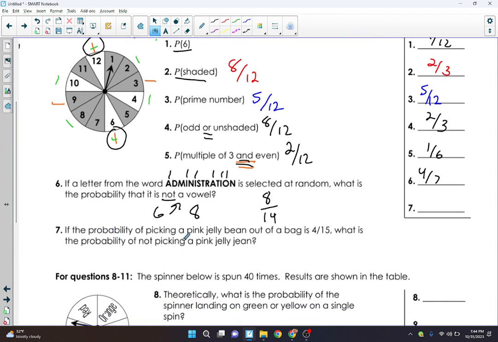Number 7, the probability of picking a pink jelly bean out of a bag is 4 out of 15. What's the probability of picking not a pink jelly bean? So kind of what I mentioned, since out of the 15 jelly beans in the bag, 4 of them are pink, that means everything else is not pink. So it's 11 out of 14, or 11 out of 15, my bad. So 11 out of 15.